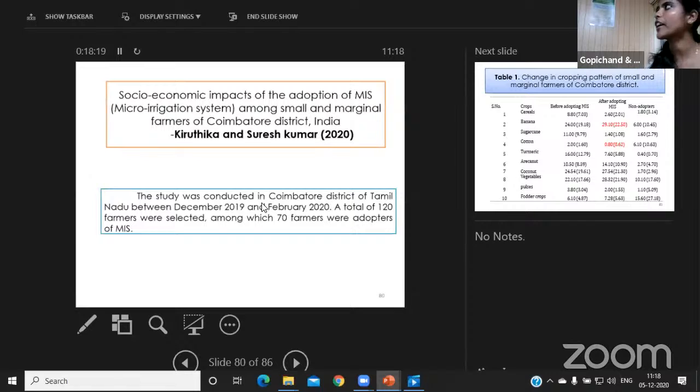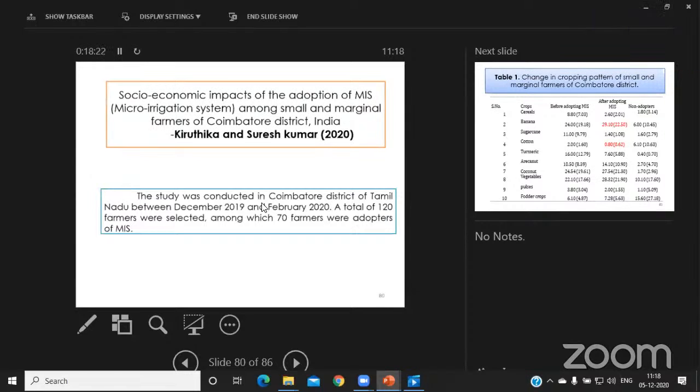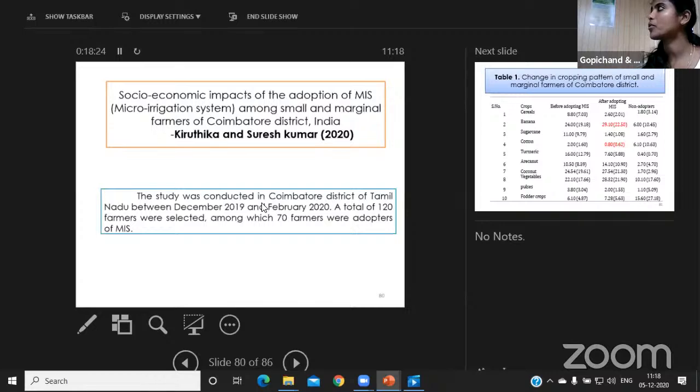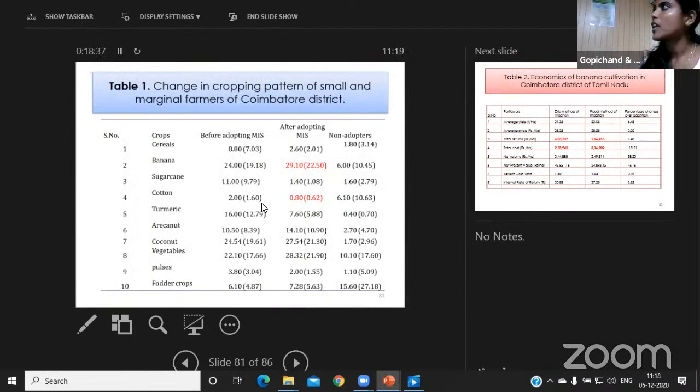And the next study is on the socio-economic impact of adoption of micro-irrigation system among small and marginal farmers of Coimbatore district. The study was conducted in Coimbatore district of Tamil Nadu during December 2019 to 20. Around 120 samples who obtained subsidy under these schemes were selected. And after adopting the MIS system, they found an increase in the area of banana by about 29.10. And cotton also increased from 0.80. And also the cotton, they were least, and the area under cotton has decreased from 2 to 8.